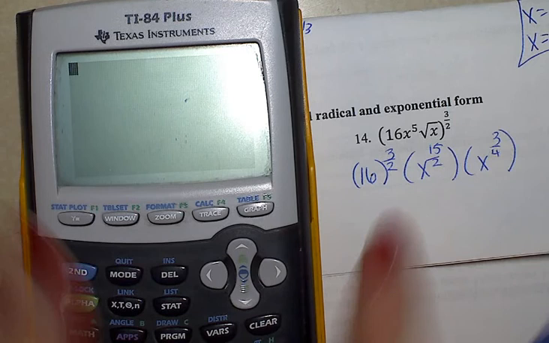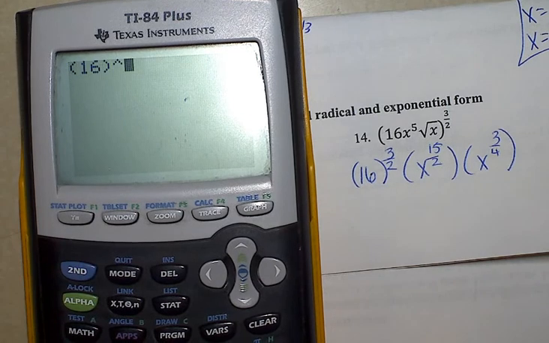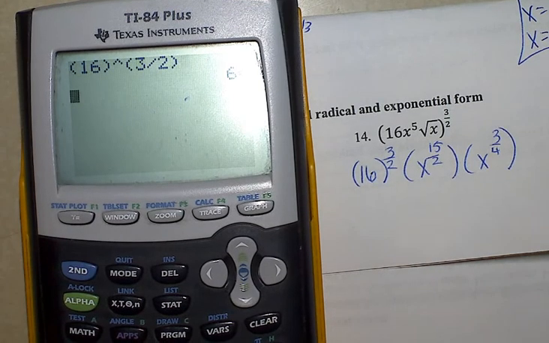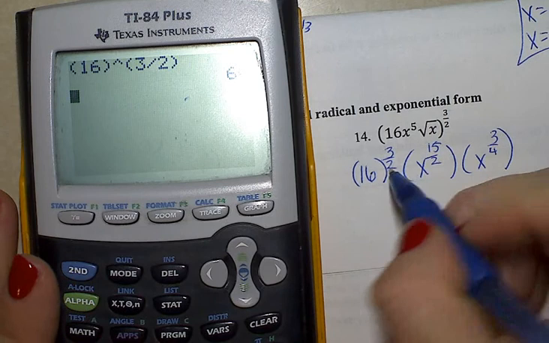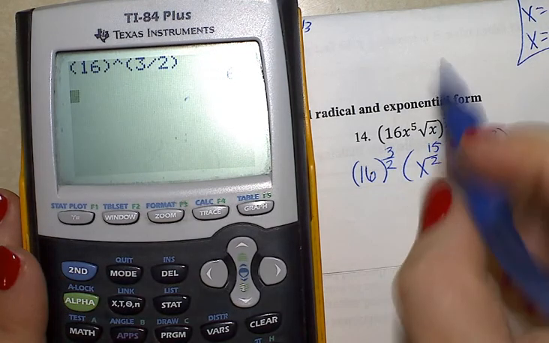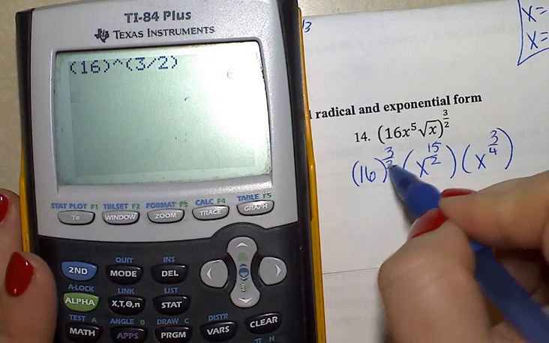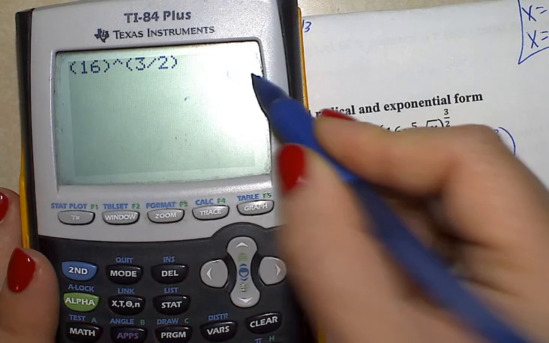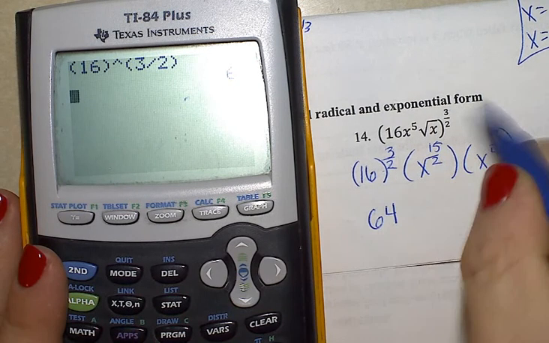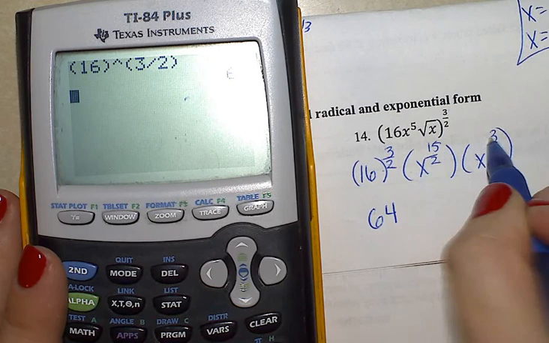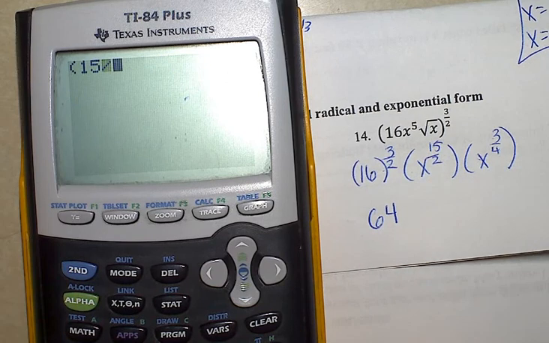Again, if it helps you here, you can plug this into the calculator as 16 raised to the 3 halves, so 64. If you want to refresh your mind, this means what times itself 2 times gives you 16, that's 4. 4 to the 3rd power is 64. When you have the same base multiplying, you're going to add the exponents. 15 divided by 2 plus 3 divided by 4.